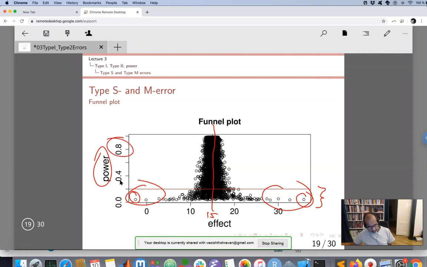If you have high power, right, if you're in the upper ranges of the distribution, then under repeated sampling you're in a very good position.